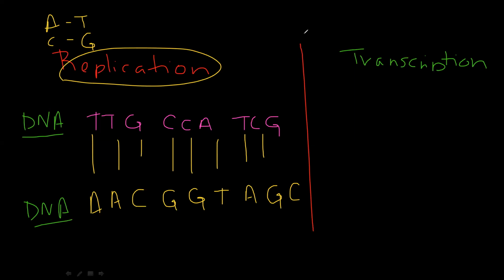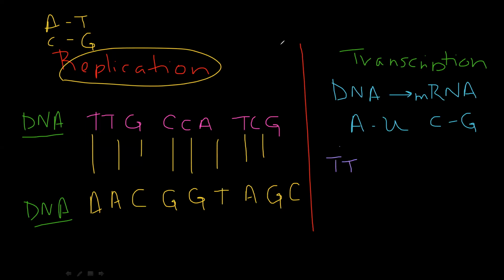Now in transcription, what we're trying to do is go from DNA to RNA. And when we do this, we're actually going to messenger RNA. So now we have A and U, C and G. So now our DNA molecule, let's just say hypothetically, again, we had this little piece here. We had T, T, G, C, C, A, T, C, G. That's our DNA molecule. And now we're going to transcribe our messenger RNA. And we're going to form those base pairs.